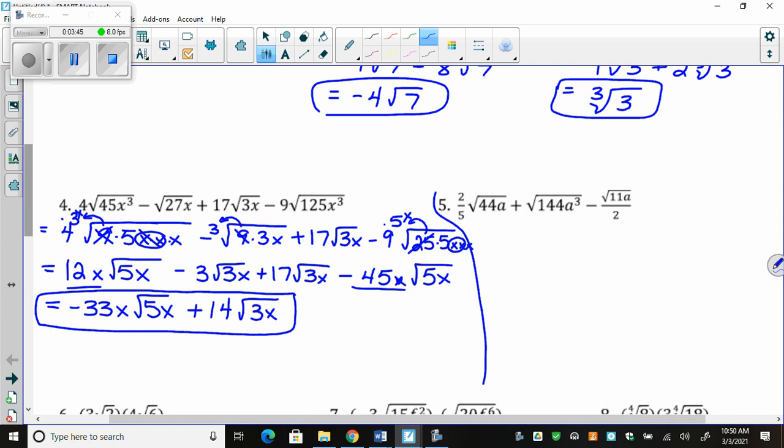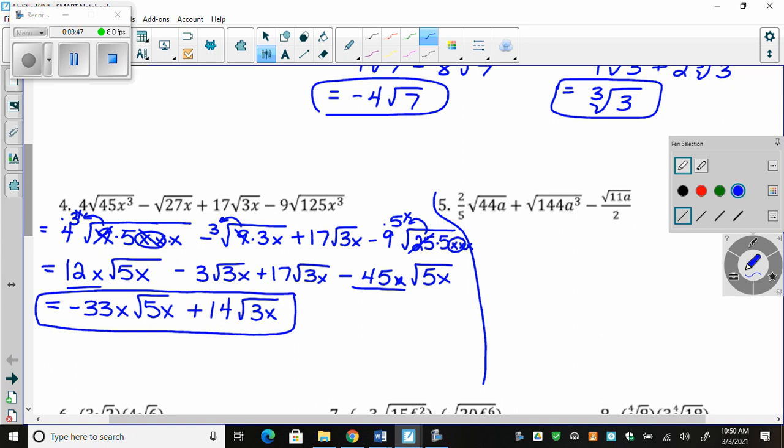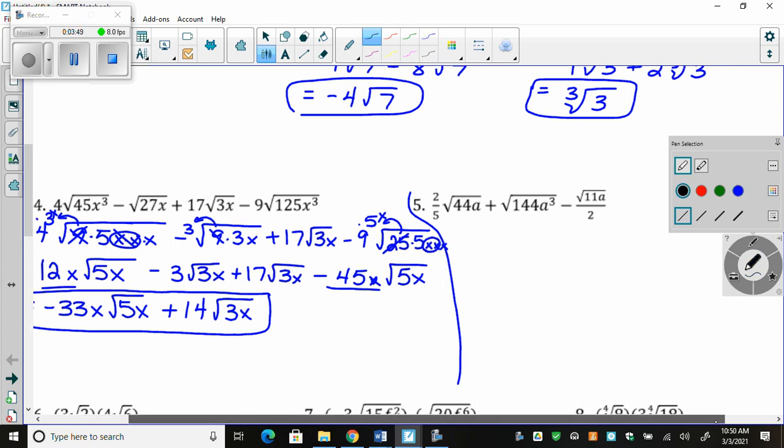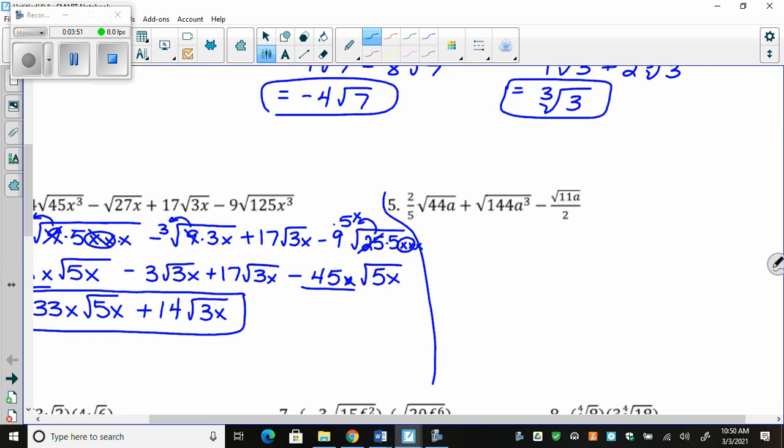44, what can I break that down into? 4 and 11. The 4 comes out and it becomes a 2. And so we get 2 times, it's 2 over 1, right? So 2 times 2 is 4, 5 times 1 is 5. So I get 4 over 5 root 11a.